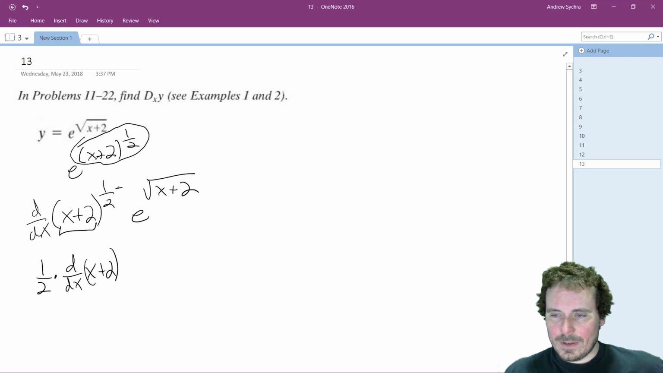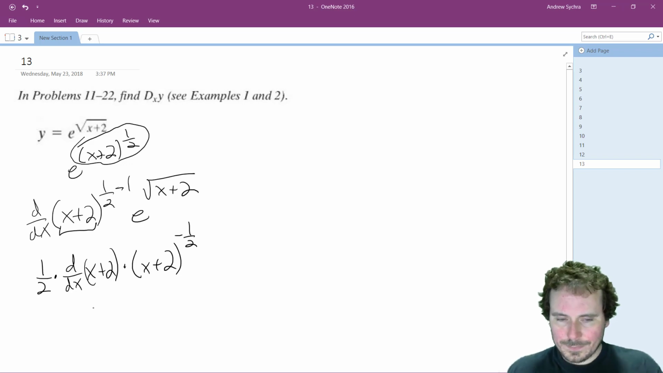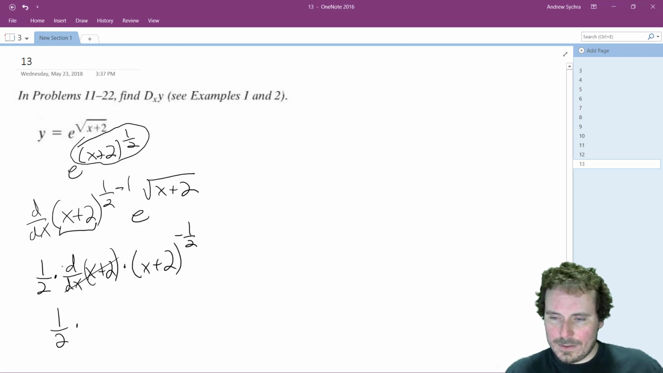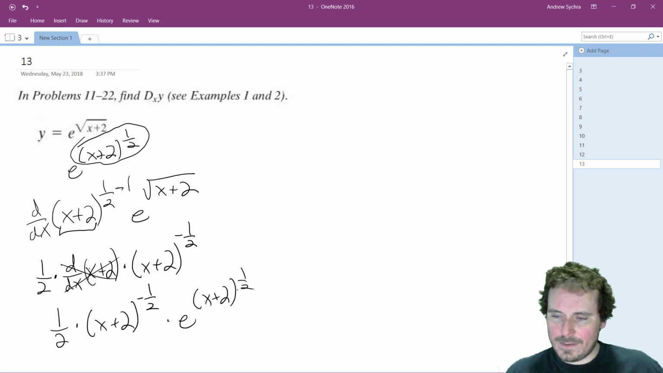But then we have to subtract 1 from the exponent, so what we're left with is (x plus 2) raised to the negative 1/2. So the derivative of the inside is just going to be 1 plus 0, so it's just 1, so we get 1/2 times (x plus 2) raised to the negative 1/2, and then times our e raised to the (x plus 2) raised to the 1/2.